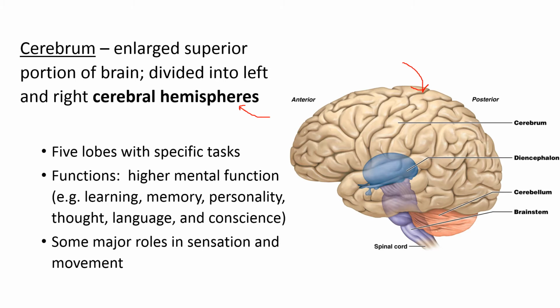You'll also want to remember that the cerebral hemispheres are associated with your higher mental functions, functions that are associated with consciousness and involve multiple areas of the brain. So we're talking about things like learning, memory, personality, emotion, thought, language, and of course consciousness. We know that this part of the brain is also involved in sensation and movement.